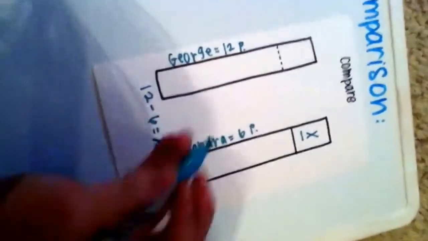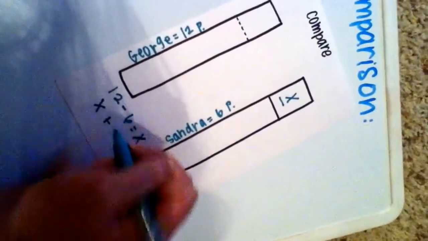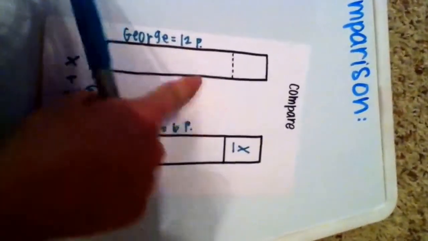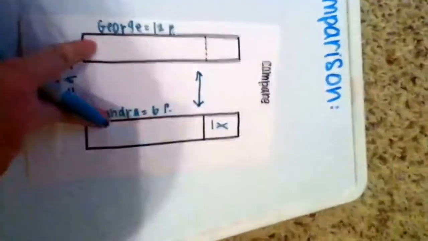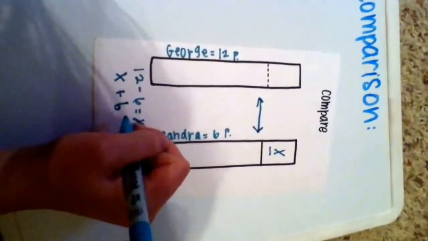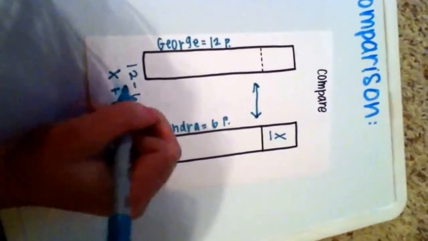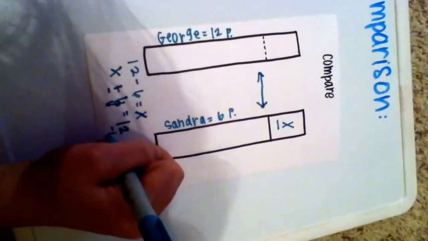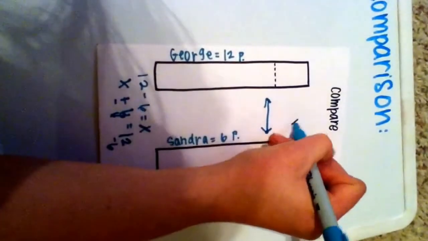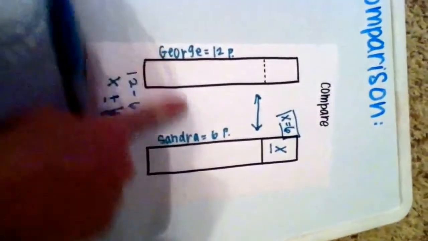Or we can also write this out by saying x plus 6, because this plus this is equivalent to this. So we can draw those arrows right here so that we know that this is equal to this. So x plus 6 is equal to 12. So now we can just solve this problem out by subtracting 6 from this side, subtracting 6 from this side, and we find out that x is equal to 6. So that's the difference. George has 6 more pennies than Sandra.